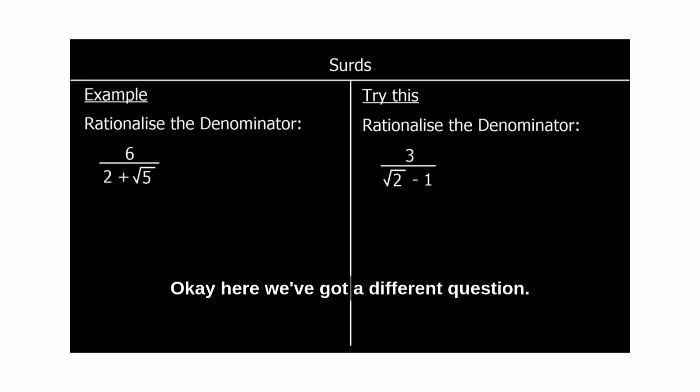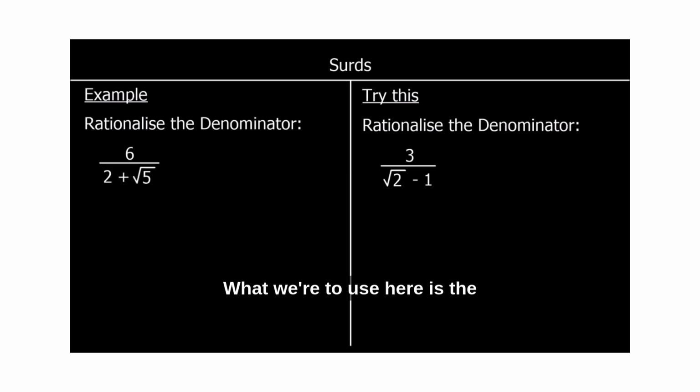Okay, here we've got a different question. This one says 6 over 2 plus root 5. So we still want to rationalise the denominator. We still want to get rid of the surd from the bottom. But this is more complicated because we've got 2 plus root 5 on the bottom. So we're still going to multiply top and bottom of the fraction by the same thing. But what can we multiply by that would get rid of the surd from the denominator?